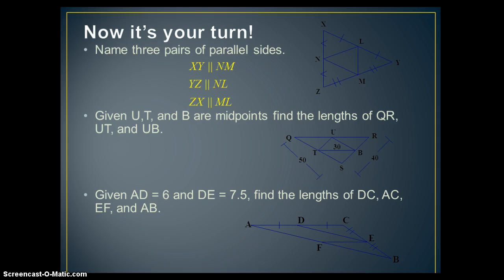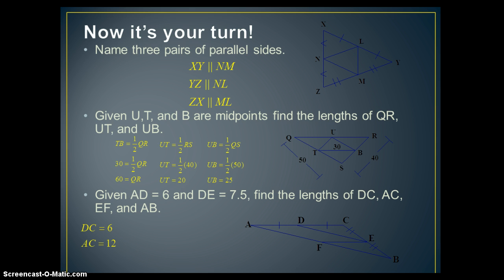So our parallel sides: XY and MY are parallel, YZ and NL are parallel, and ZX and ML are also parallel. Given our information, we know TB is going to be half of QR because it's the midsegment. And so QR is going to be 60. UT is going to be half of RS, making UT 20. And UB is half of QS, making UB 25.